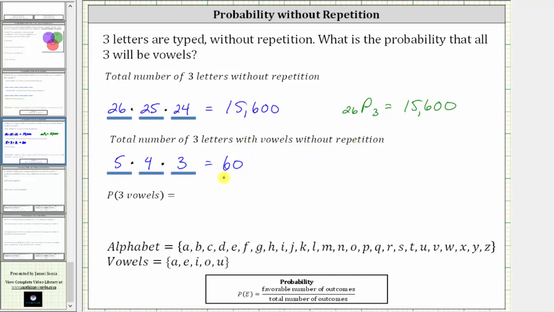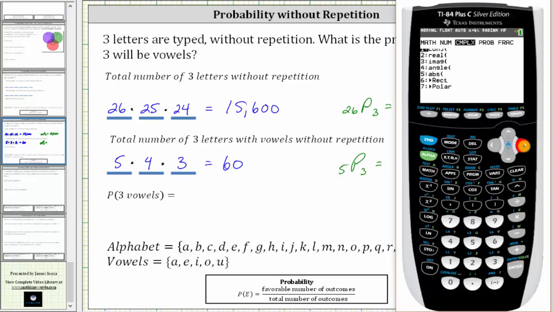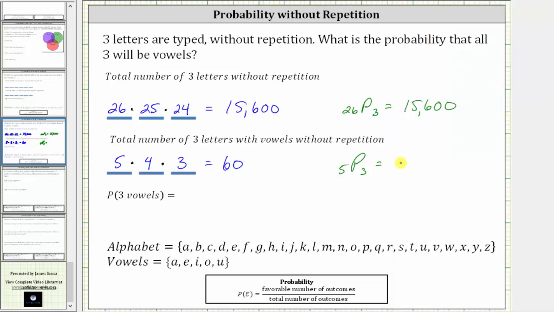We could have also found this using a permutation, again because we have an arrangement where order matters and no repetition. Since there are 5 vowels taken 3 at a time, we would have 5 permute 3. And again, let's show 5 permute 3 is 60, which we see here.